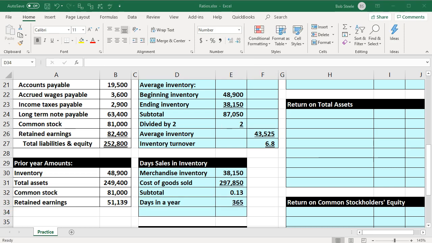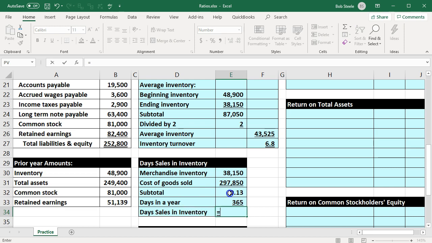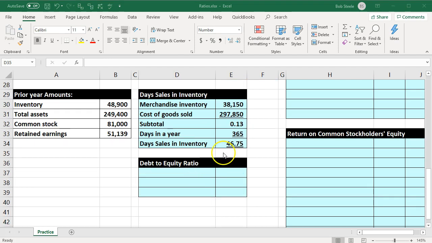365. So that's going to give us the days sales in inventory, which is equal to the 0.13 times the 365, the 46.75. This then being the average number of days or time that's going to be necessary to convert the inventory to sales.